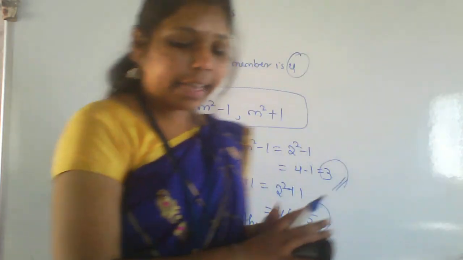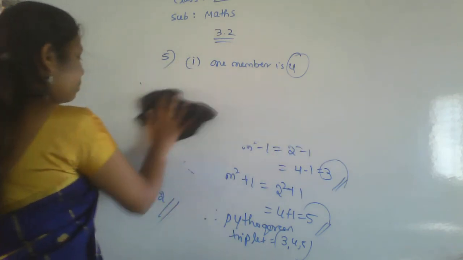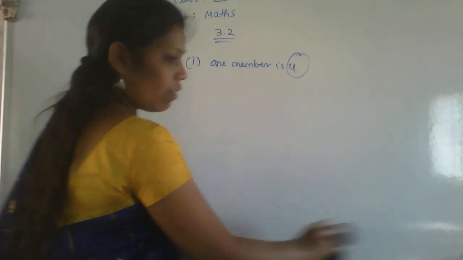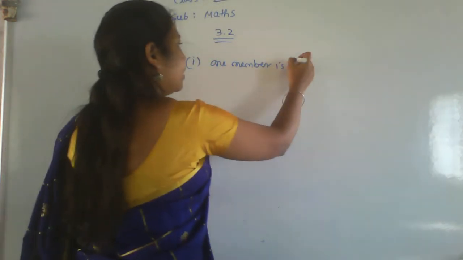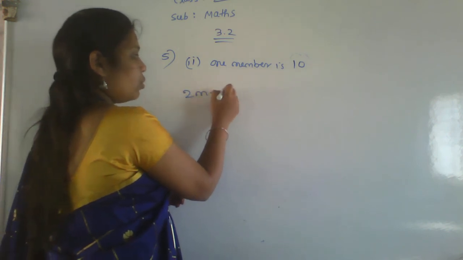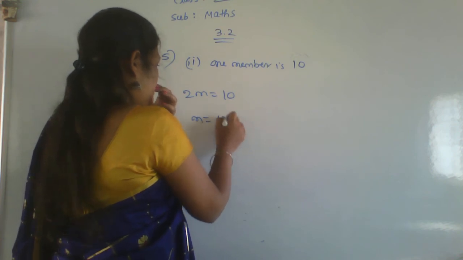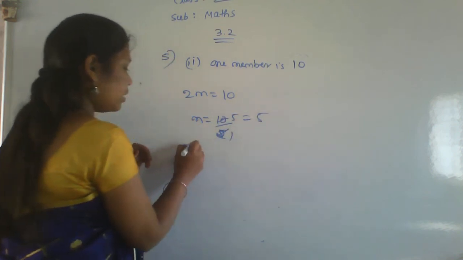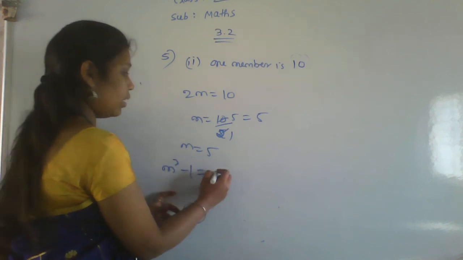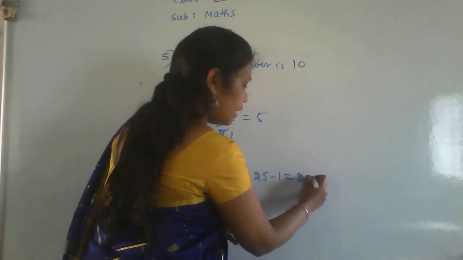Another one is the second problem: one member is 10. You equate 2m is equal to 10, then find the value of m. So 2m is equal to 10, and m is equal to 5. And what are the other numbers? M square minus 1 is 5 square minus 1, 25 minus 1, that is 24.